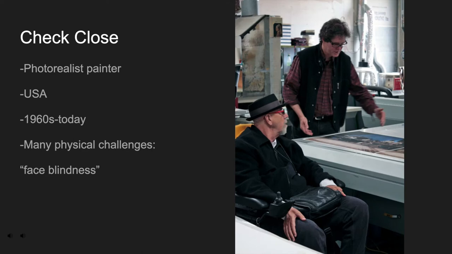Chuck Close is an example of an artist that uses gridding in his work. He's a photorealist painter, an American contemporary artist, and he has a lot of physical disabilities. The main one that challenges his work the most is called facial blindness. So when he sees a face, he cannot recognize it. And his main subject in his work is portraiture. So how do you paint a portrait of someone if you can't distinguish the different elements of a person's face? Well, you can use the grid.